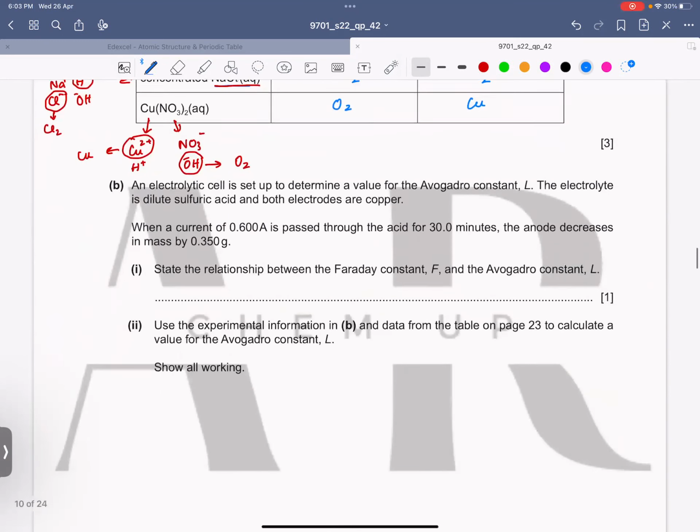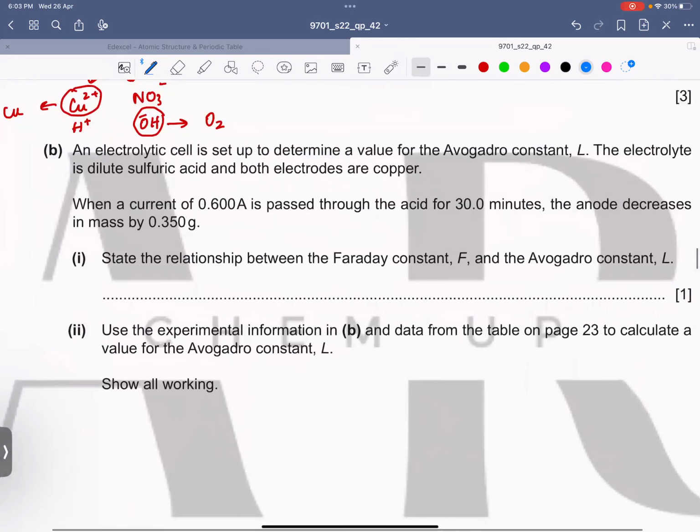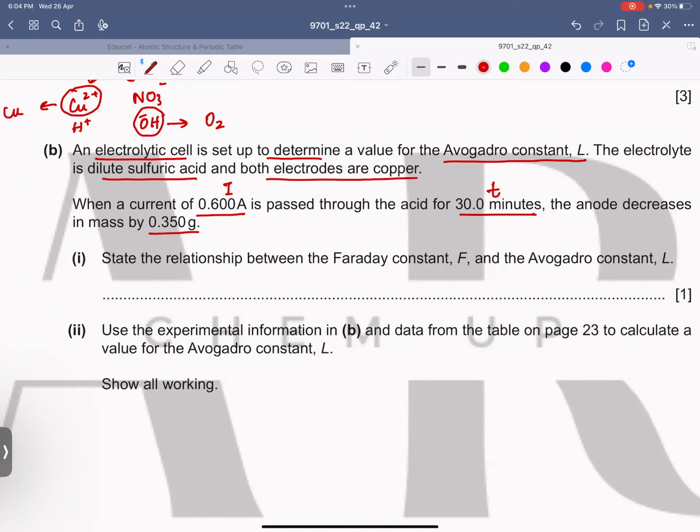Yes, sir. Okay. Now, an electrolytic cell is set up to determine the value of Avogadro's constant L. The electrolyte is dilute sulfuric acid and both electrodes are copper. A current of 0.65 ampere is passed through the acid for 30 minutes. The anode decreases in mass by 0.350 g. So that is the change in mass.